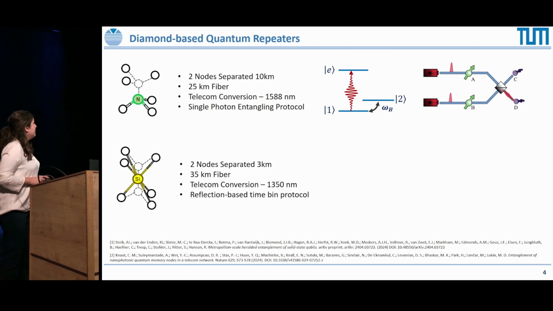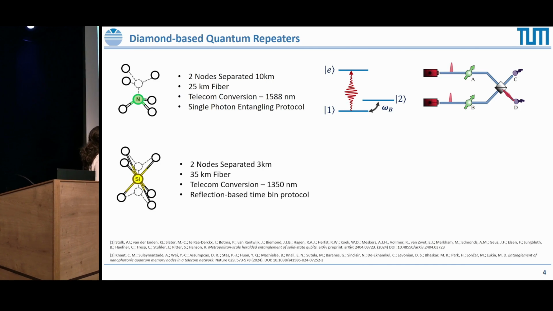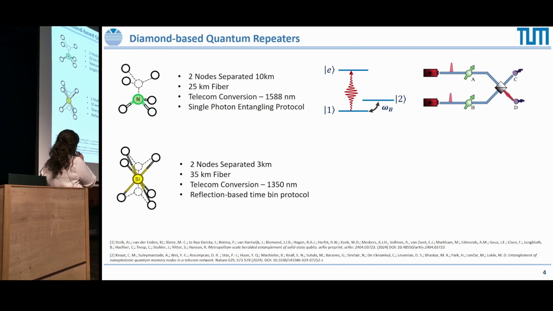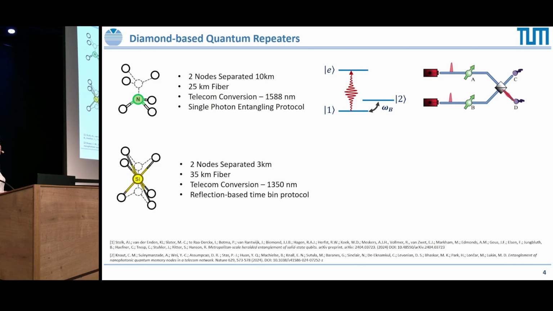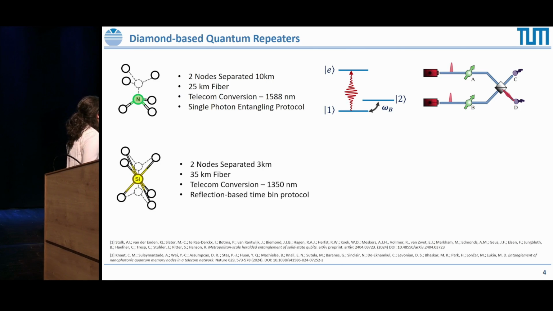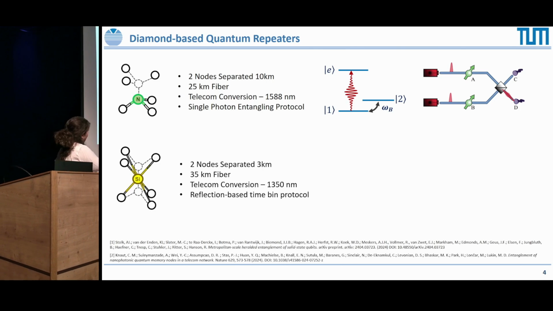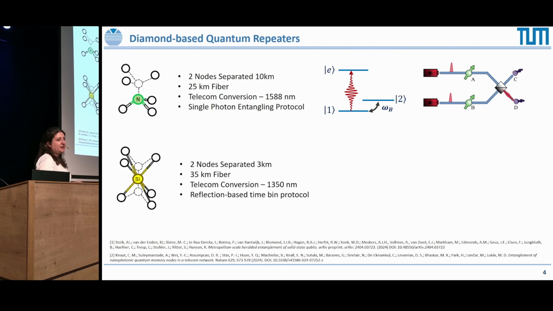Now, the second implementation was done by the group of Misha Lukin at MIT, sorry, at Harvard. There they were using SiV color centers in diamond. The nodes were physically separated by 3 kilometers, and the quantum information was transmitted along 35 kilometers of fiber. Again, they needed a telecom conversion into 1.3 microns because the zero phonon line sits at 737 nanometers.